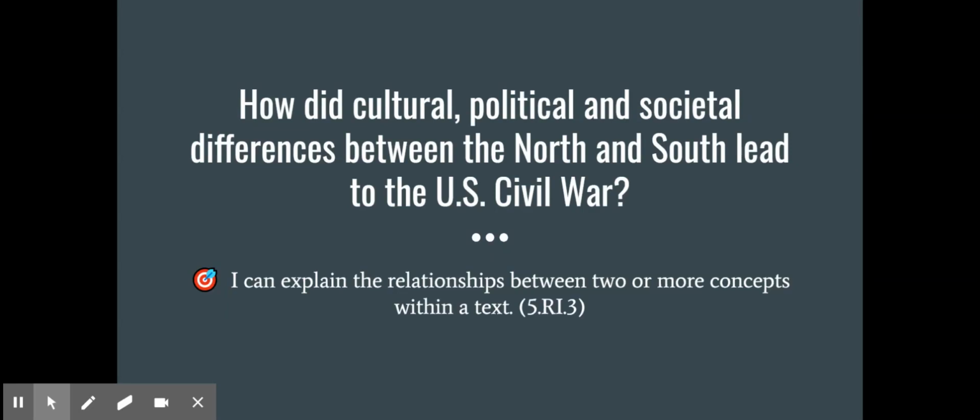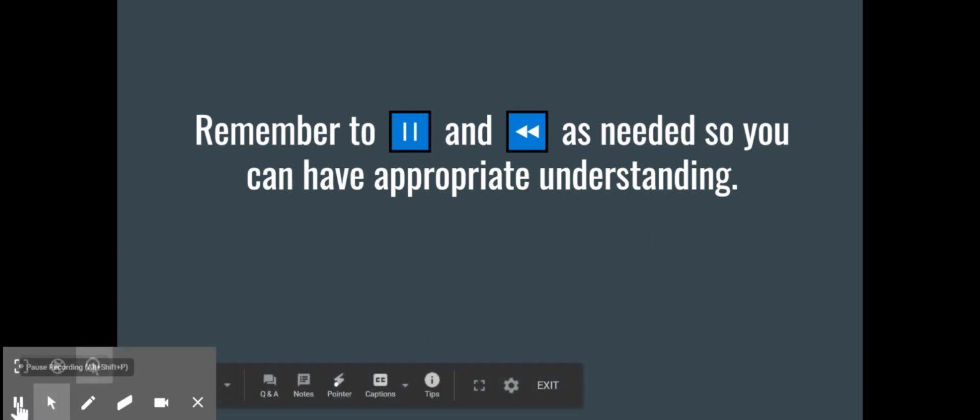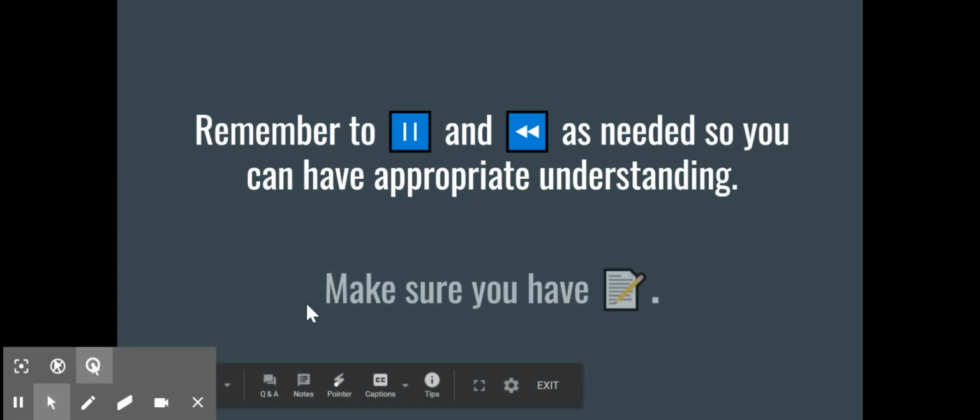Hey GPS 5th graders, we are here for lesson 3 and 5/10 regarding the essential question: how did cultural, political, and societal differences between the North and South lead to the United States Civil War? We're going to continue working with our learning target: I can explain the relationships between two or more concepts within a text. As always, please make sure that you're pausing and rewinding as you need so that way you can have appropriate understanding. And of course, make sure that you have something to write on and write with.